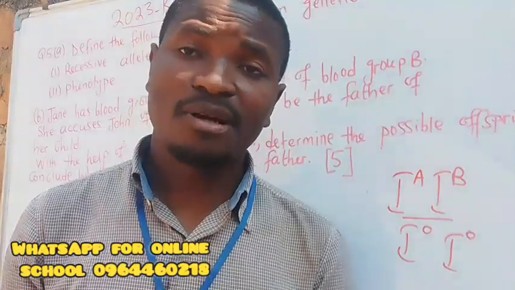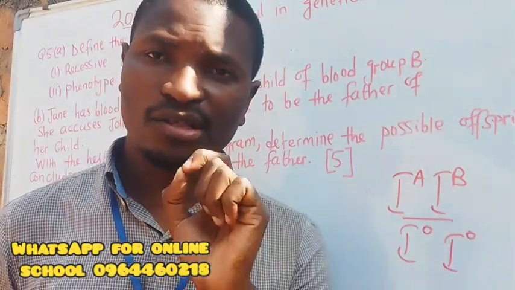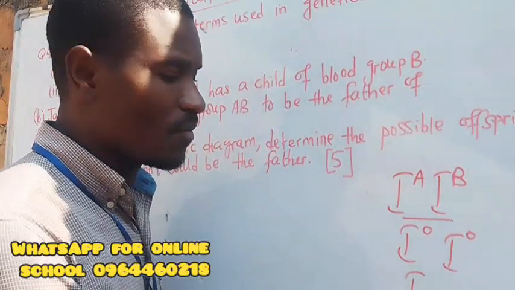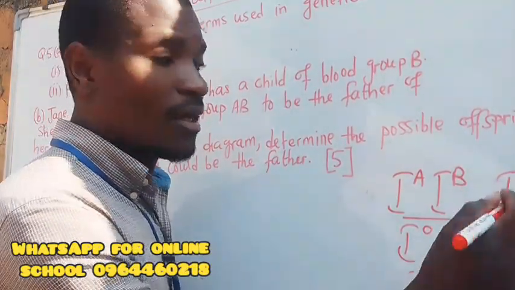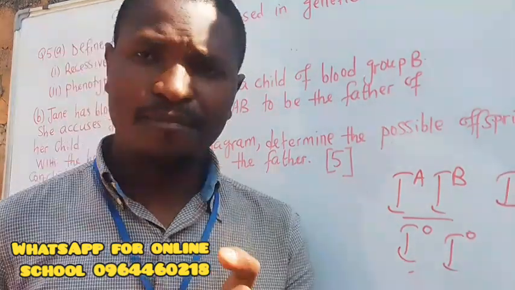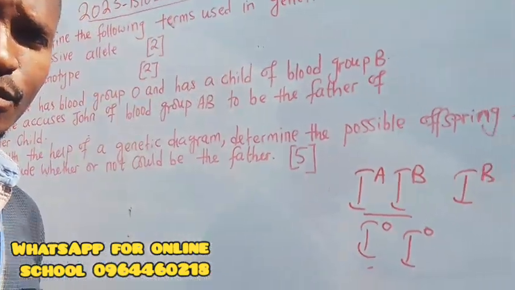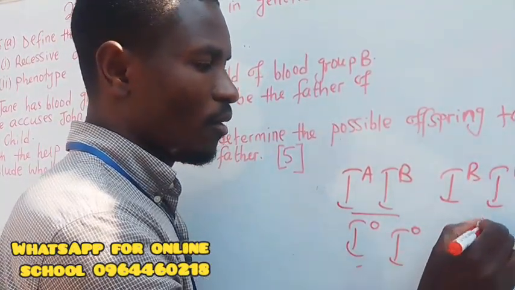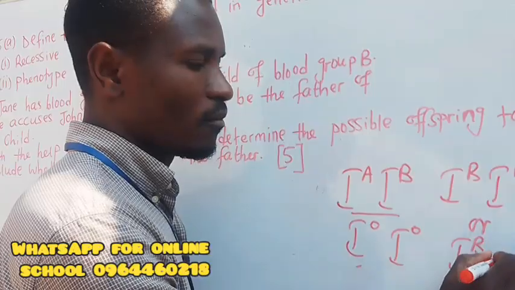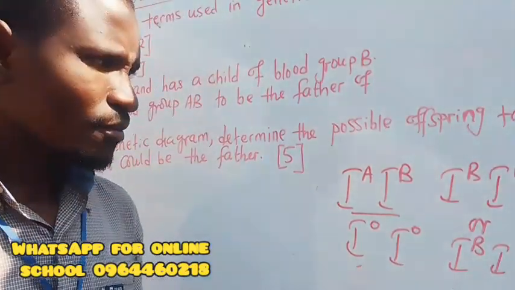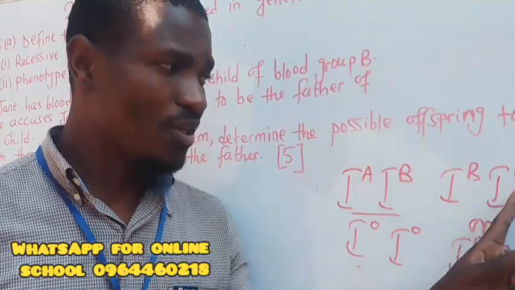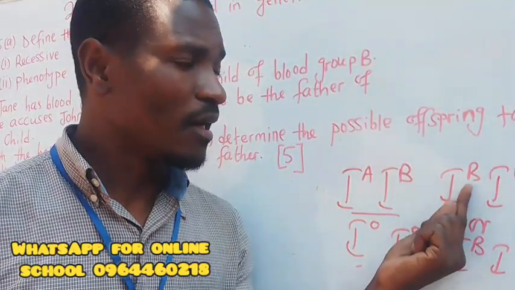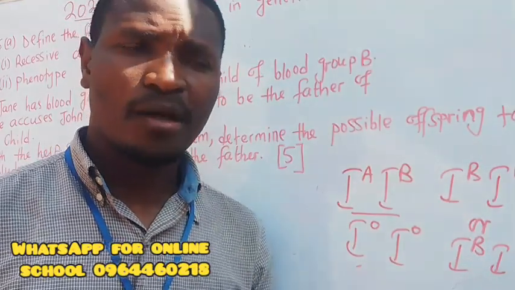Now Jane is in blood group O. And now the daughter is in blood group what? Blood group B. So if somebody is in blood group B, they could be in this form, or this. These are the alternative or possible outcomes. So we have BB or BO.